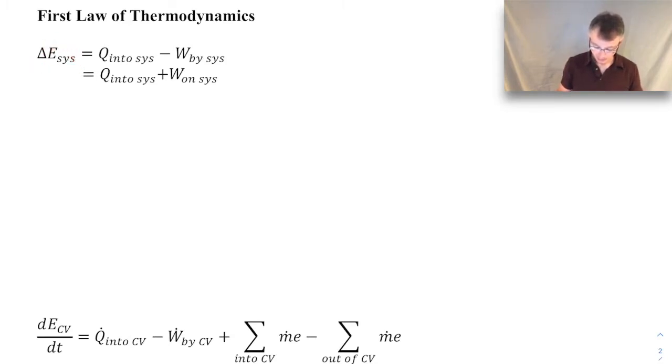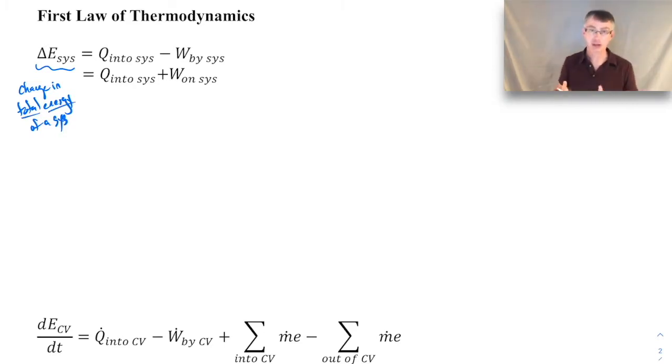The left-hand side here is the change in total energy of the system. The E is the total energy, the delta just means a change of, and of course, system is just given by the subscript there.